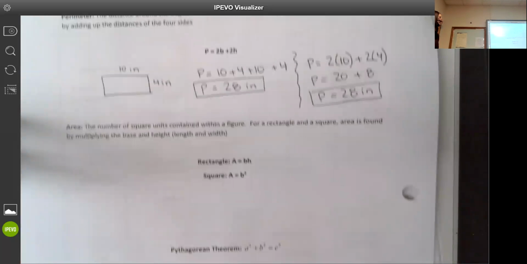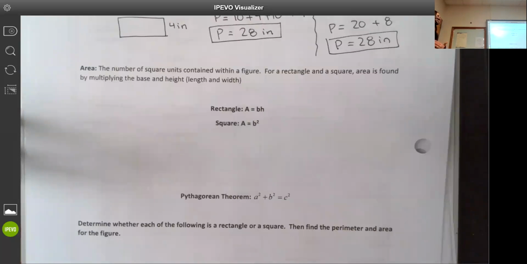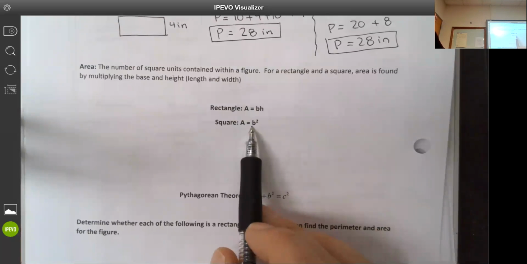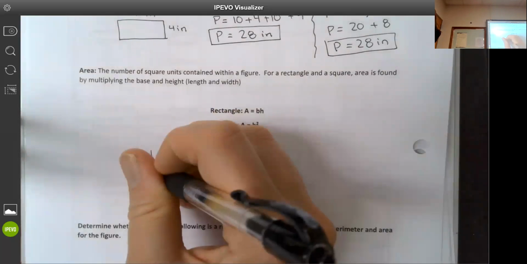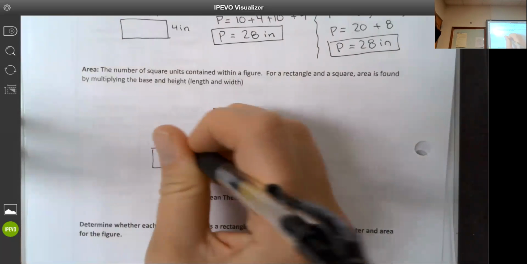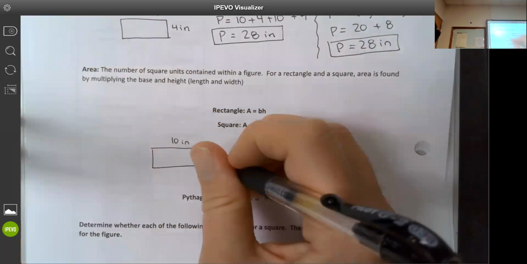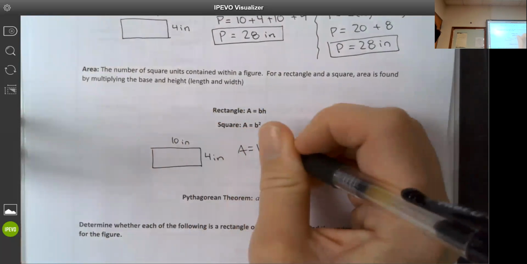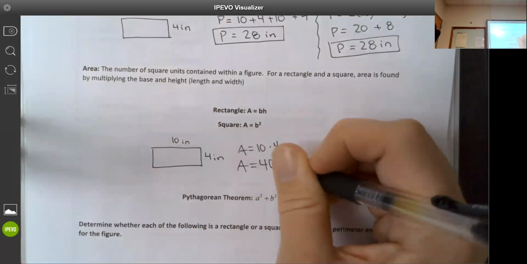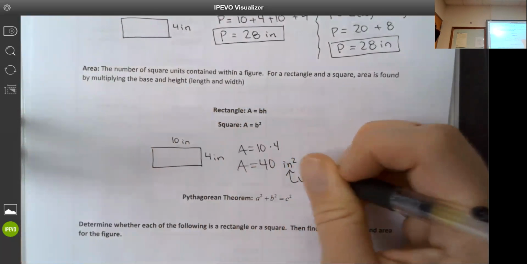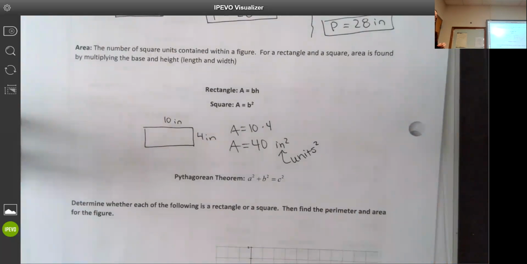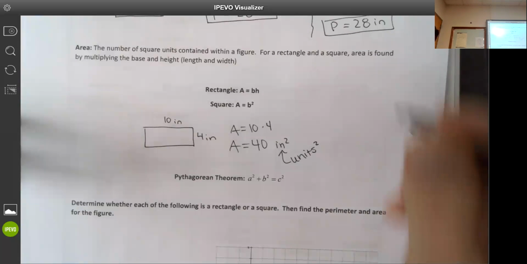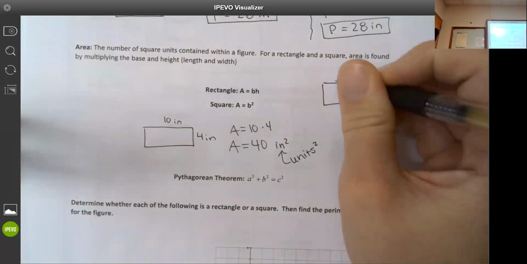For area, really the formula for area of a square and a rectangle are the same, but sometimes the square formula is just written as base squared, and that's because it's all the same all the way around. So if I have a rectangle, same rectangle, 10-inch by 4-inch, my area is 10 times 4 or 40. What is important here is that we always have units squared. Okay, so for our area, it's always units squared, and we're going to continue that when we look at these grids.